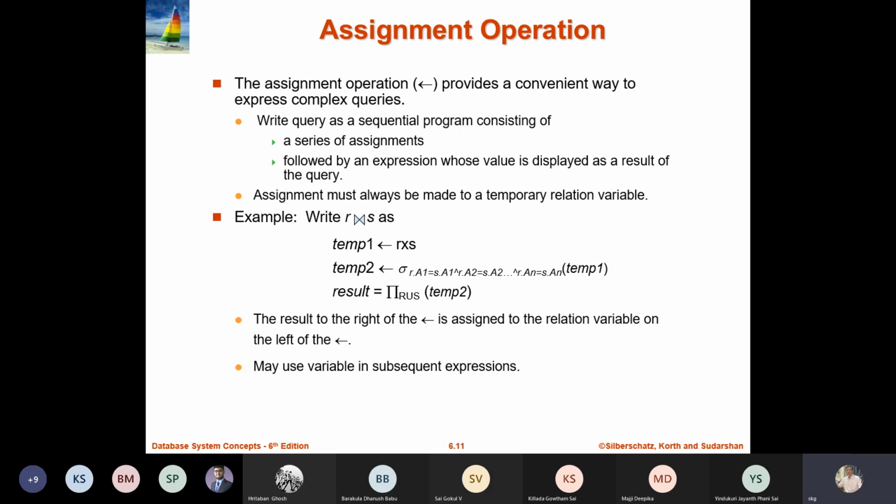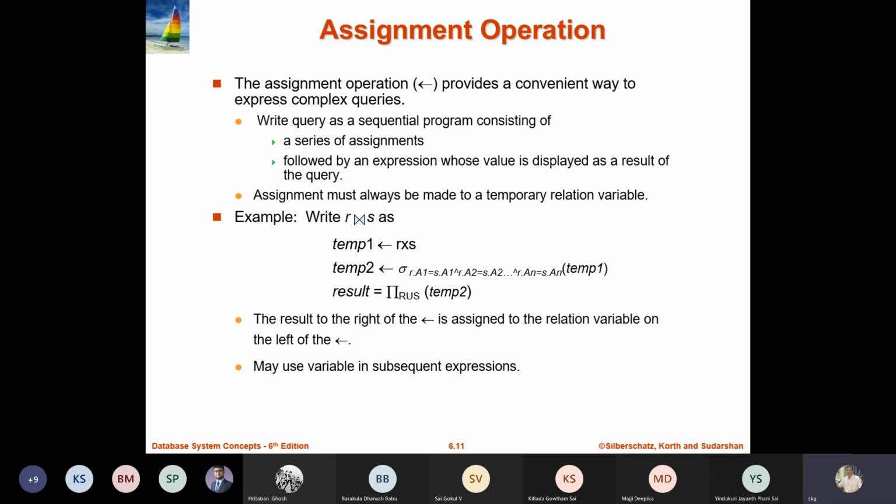Other than this, we have assignment operations, which provide a convenient way to express complex queries. We can write a query as a sequential program consisting of a series of assignments followed by an expression whose value is displayed as the result of the query.